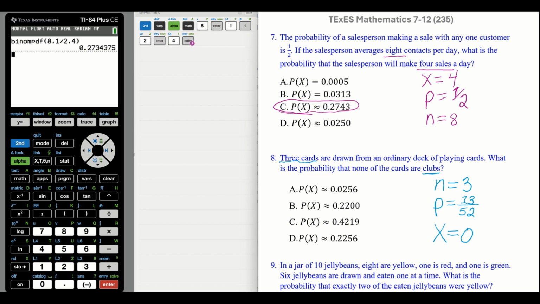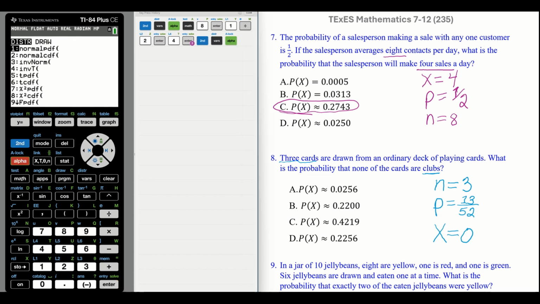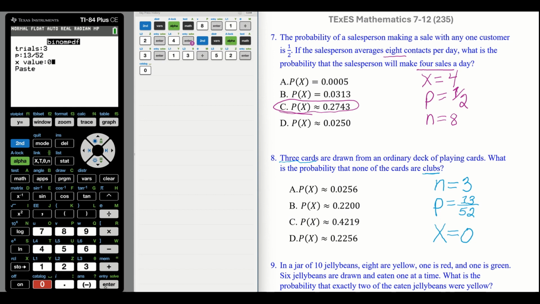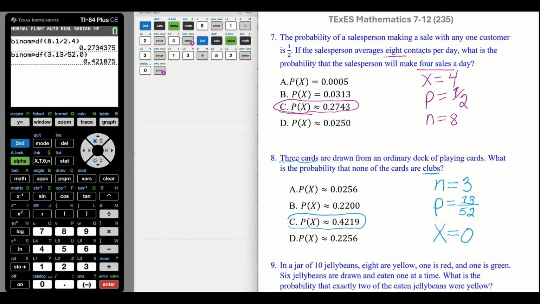Okay, so let's go through our buttons. Second, vars, alpha math. Okay, number of trials. 3 cards. We're trying out 3 cards. Enter probability. Well, we're interested in 13 out of 52. Enter. And we don't want any future events. Enter, enter, enter again. Let's see if we have a good candidate. Yes, we do with rounding. Round the 8 to 9. And that looks great. All right, let's scroll down to number 9.